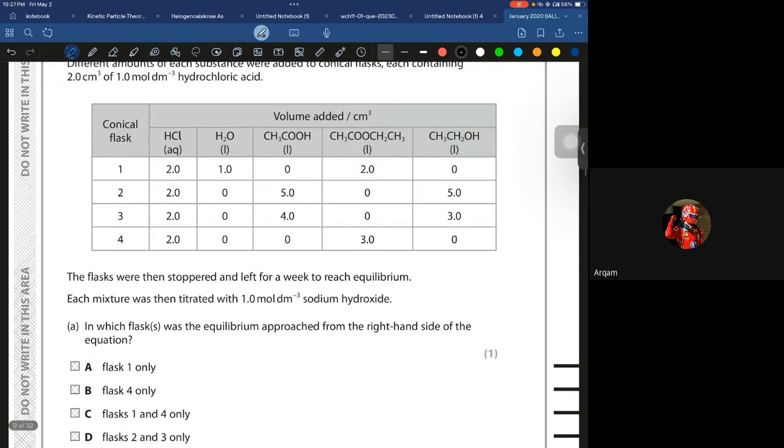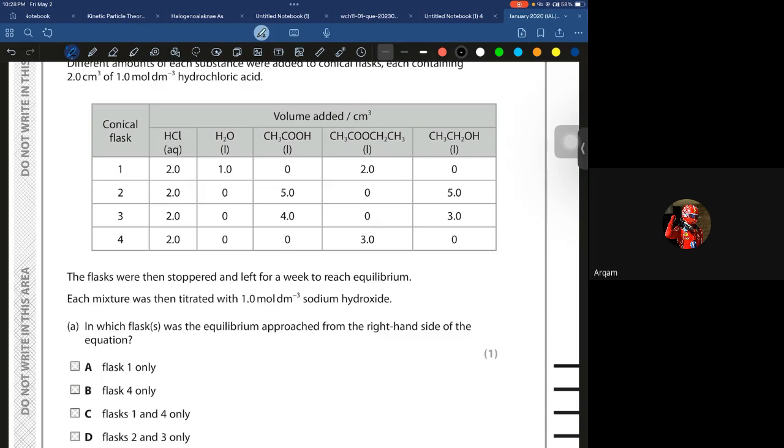So you have four conical flasks. What do you think about that? The answer is 1 and 4, sir. Why 1 and 4? Because 0 and 0 volume for the reactants. And in flask 4, the same thing? Yes, sir, no reactants are given.